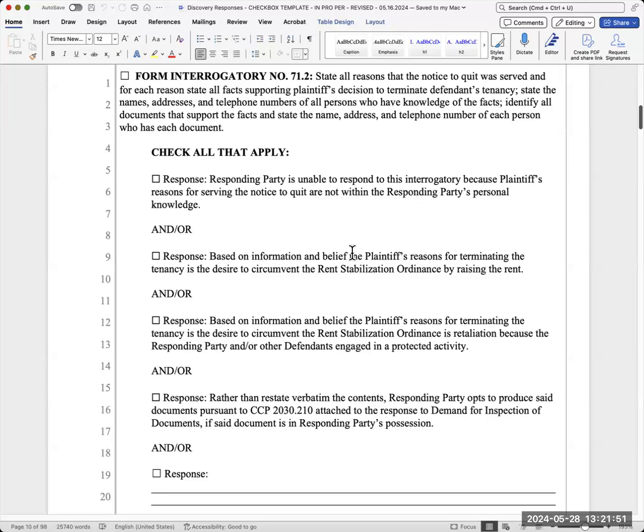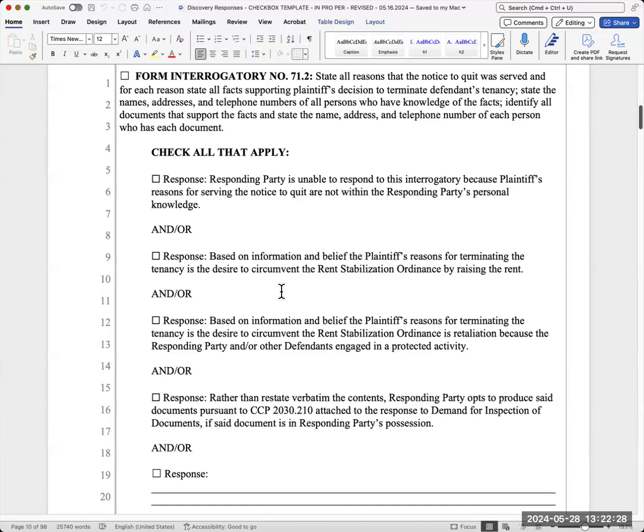Here is where you have information and belief that maybe this is the reason the landlord is trying to circumvent, meaning to go around or to avoid complying with the rent stabilization ordinance. And the next one, similarly, based on information and belief, is the desire to once again not comply with the rent stabilization ordinance, go around it, because they're trying to retaliate against you for some protected activity, right?